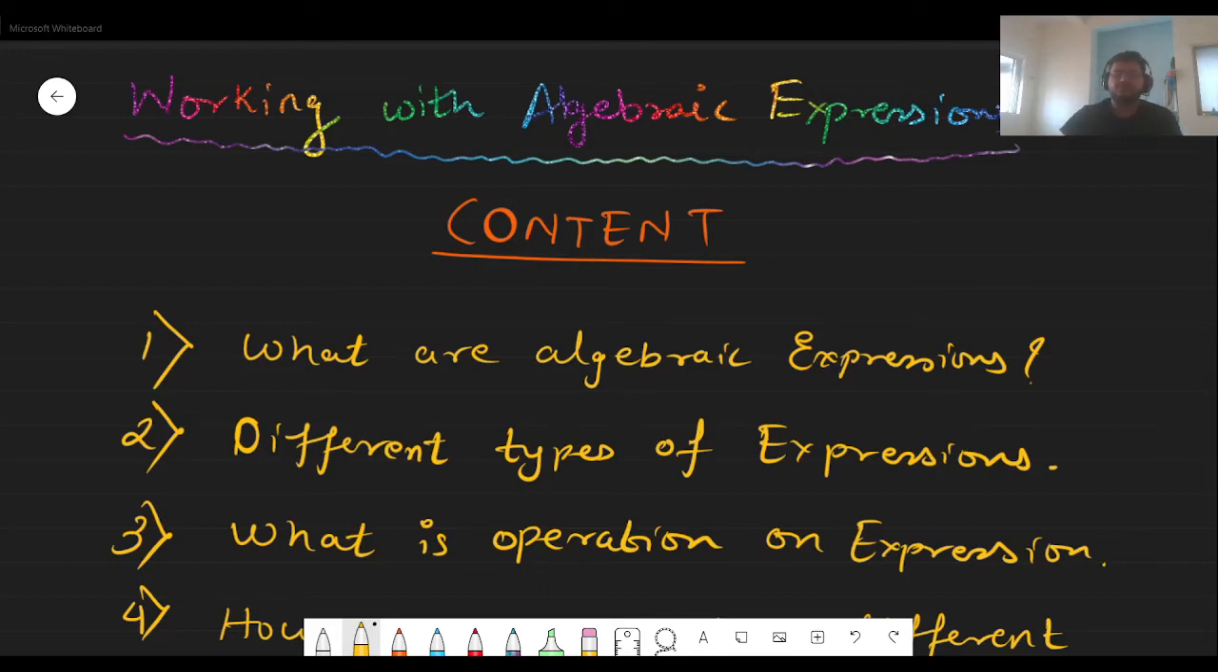Hello friends, welcome back. So today we are going to start with a very important chapter, and that is working with algebraic expressions. So see, this is the part where algebra starts, okay? From this part onwards, it will be very important lectures to understand how it originally works.